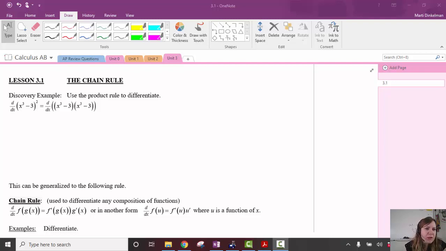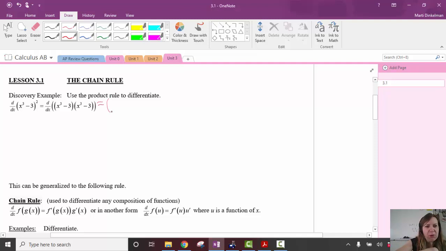So first they want us to do this derivative of x cubed minus 3 quantity squared as a product rule, since it really is x cubed minus 3 times x cubed minus 3. So we'll do that really quick, and then I'm going to simplify it in a way that I will be able to kind of show you that this chain rule actually does work.